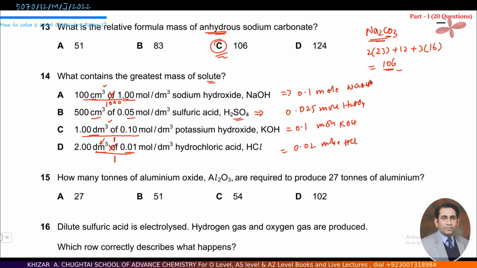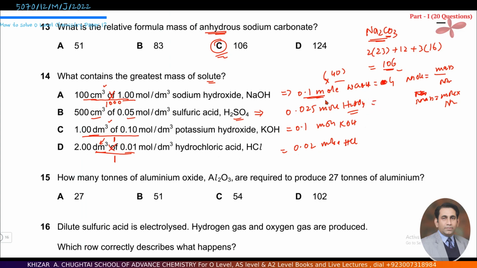Now we can convert the mole into the mass by the formula. You know that mole is equal to mass over Mr, so mass is equal to mole into Mr. So I'm going to multiply Mr with this number. I mean, 0.1 mole into its Mr, and Mr is equal to 40 for sodium hydroxide. So what is its mass? Let me check it from the calculator. 4 gram.